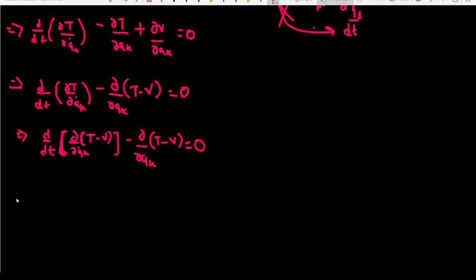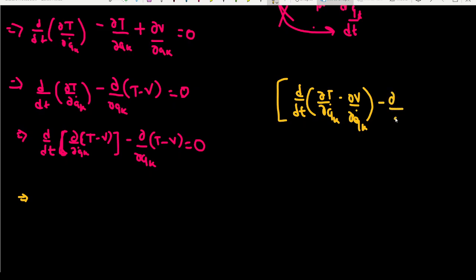What I'm trying to tell you is why I have written it here. So, let's see here. d by dt, and del divided by del qk, and here is the dot sign, del by del q dot k, first of all T, and minus del V divided by del qk dash, minus del by del qk, and here is T minus V equals 0.